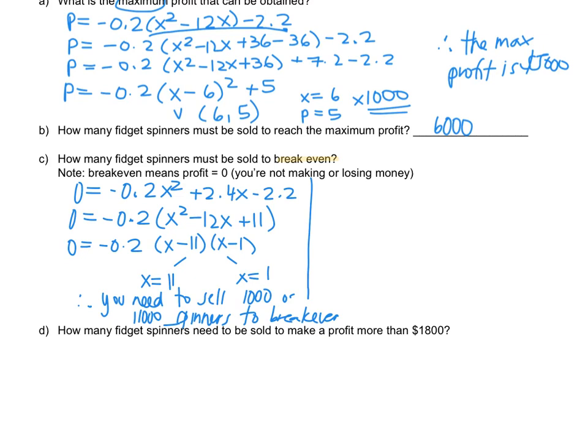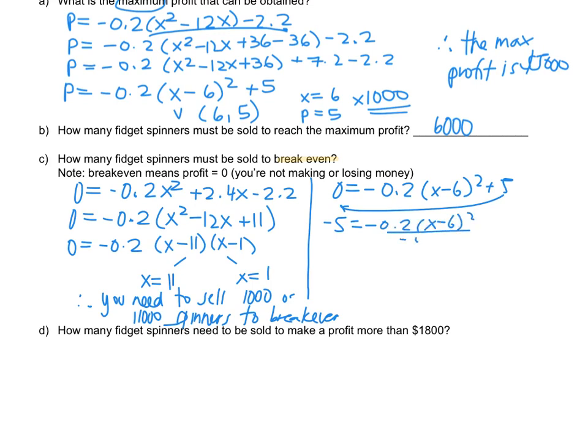Now, let's say you didn't feel like factoring and maybe you wanted to solve by isolation and you wanted to use that vertex form. Here's your second option. Set p equal to 0 in your vertex form. And now I'm just going to isolate for that bracket squared. So I'm going to bring the 5 to the other side. It will become negative. Now I'm going to divide both sides by that negative 0.2. And when I do that, I get 25 equals x minus 6 squared.